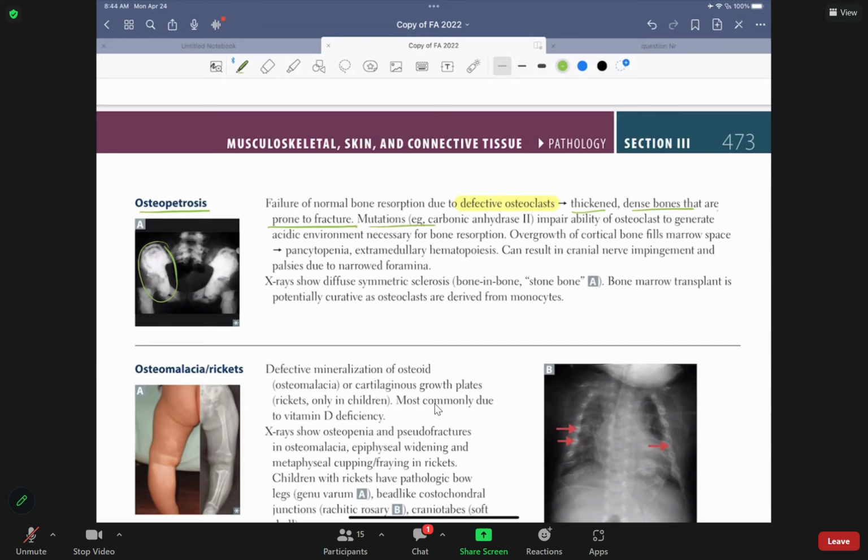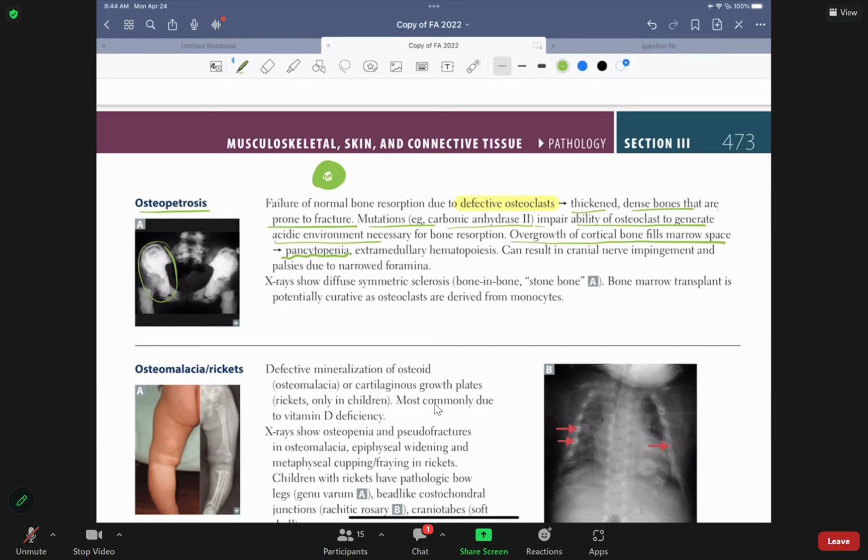And you could see mutations can happen, or carbonic anhydrase impairment, which impairs the ability of osteoclasts to generate an acidic environment. So what happens is overgrowth of cortical bone fills the bone marrow. If you think this is the bone thickness, in the middle you have a marrow. Everybody knows that. Now, when this bone starts to become thick, it's going to fill the space, and now the bone marrow becomes smaller because it doesn't have enough space. I mean the blood cells, the patient has pancytopenia. So the bone marrow is not keeping up with enough blood cell production.